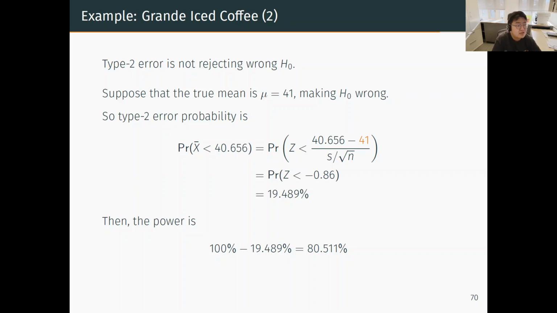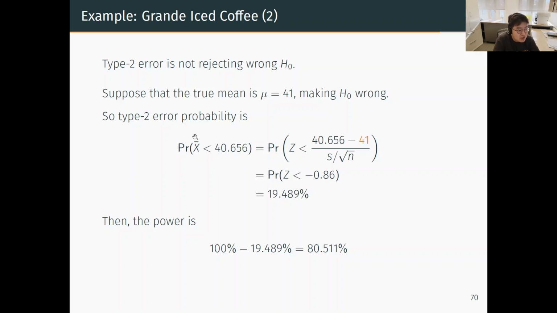Now we are to calculate the type 2 error probability, which is a little more complicated. Now I'll assume that the true mean is 41 degrees, which is 1 degree above the manual. So the manual is not followed correctly. And then the type 2 error probability. Type 2 error happens when you don't reject the wrong hypothesis. So because the true mean is 41, your null hypothesis is wrong. So if you don't reject it, that is a type 2 error. So you don't reject the null hypothesis if the sample average is smaller than the critical value.